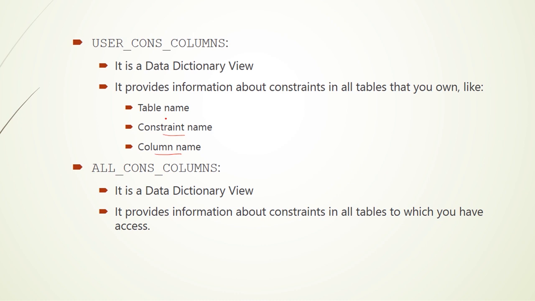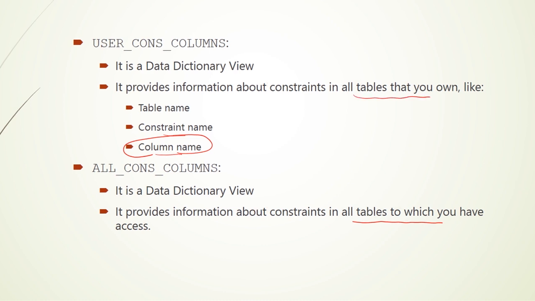The previous data dictionary view, USER_CONSTRAINTS, cannot be used to get information about the columns where the constraint is created. If you want to get information from both views, USER_CONSTRAINTS and USER_CONS_COLUMNS, you can join both views together using the table name and the constraint name. ALL_CONS_COLUMNS is also a data dictionary view. It provides information about constraints on all tables to which you have access, not only the tables that you own.